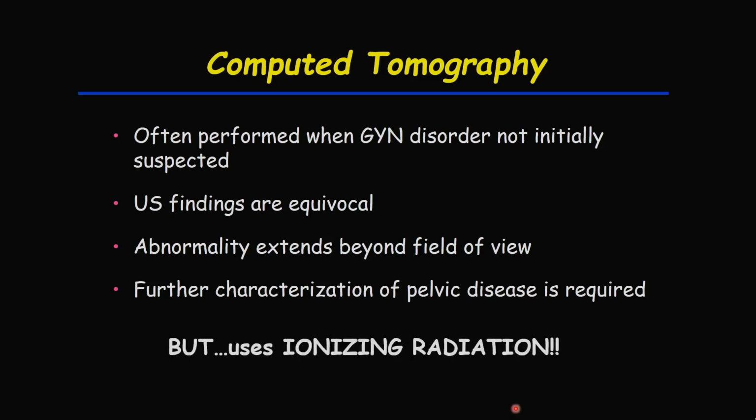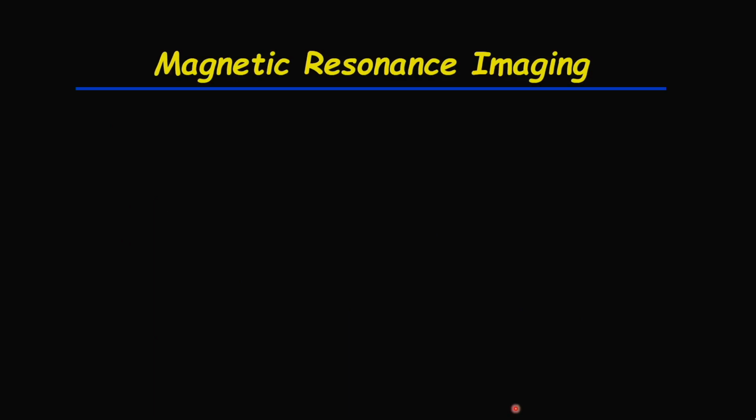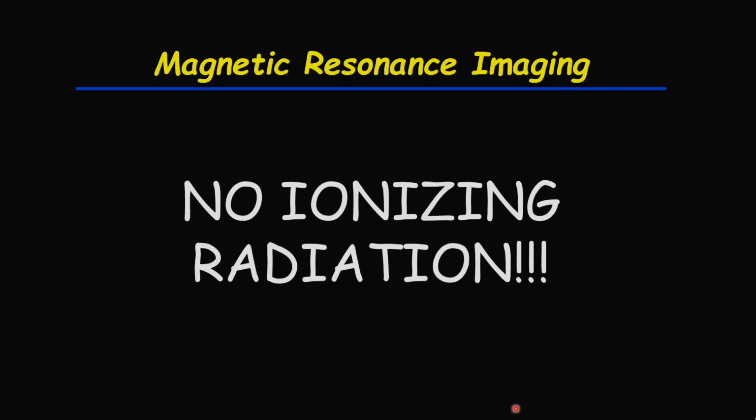However, computed tomography uses ionizing radiation. Magnetic resonance imaging offers high contrast resolution, excellent tissue characterization, and multiplanar imaging capability. However, it is expensive and less readily available. The benefit of magnetic resonance imaging in all age groups is that there's no ionizing radiation.